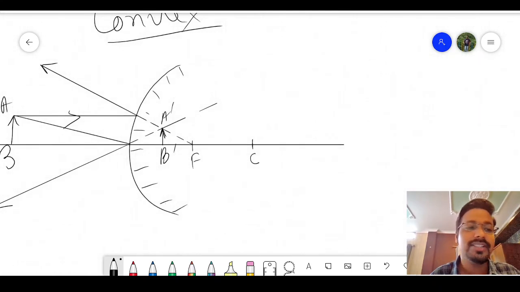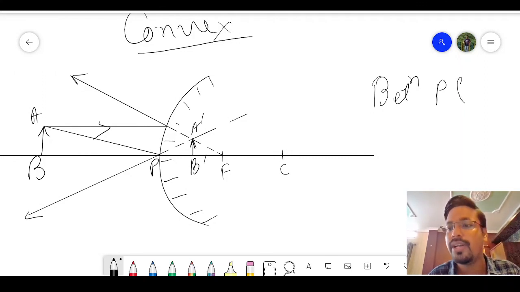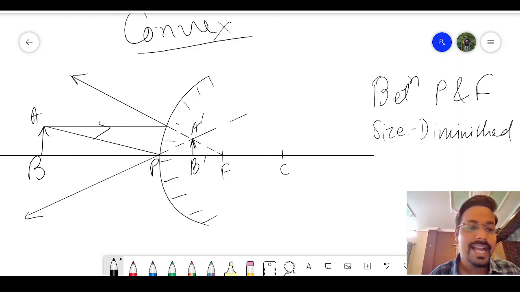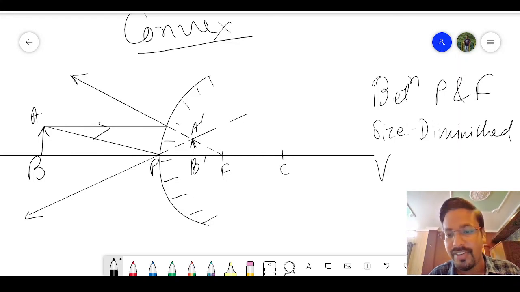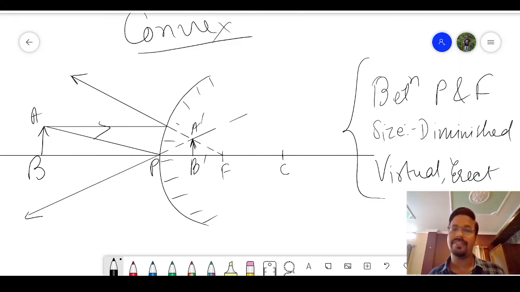Okay, so what are the properties? The image is formed between the pole, this is the pole, and the focus. Size is obviously diminished, and it is virtual and erect. Always, for any diagram you draw for a convex mirror, you are going to get this sort of result.